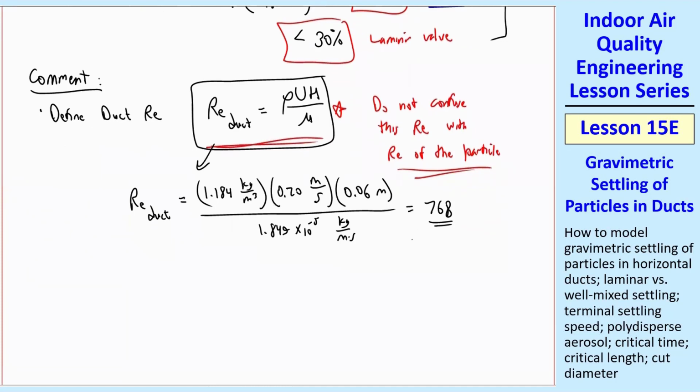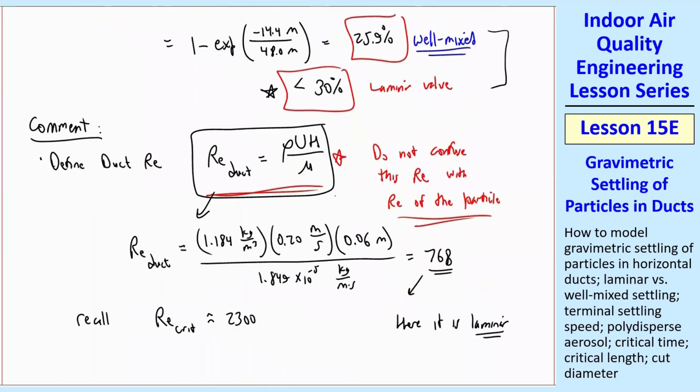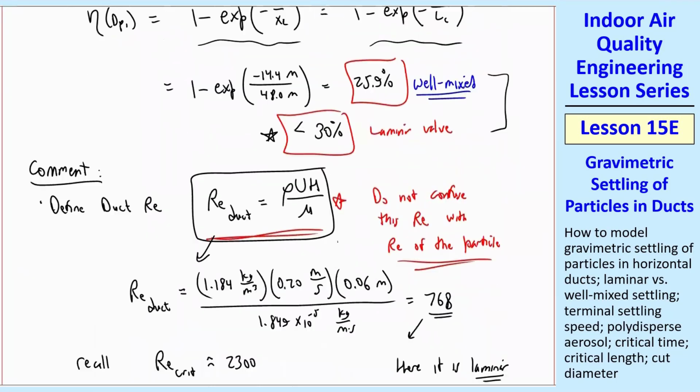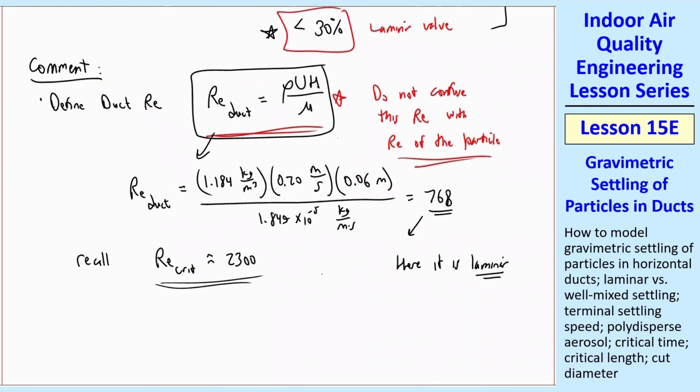Why do I calculate that? Well, you recall from your fluids class that for ducts and pipes, remember that number 2300. If the Reynolds number is greater than about 2300, it's considered turbulent. If it's less than that, it's usually laminar. So here it is laminar. So our 30% value is probably more close to real life than the well-mixed case of 25.9. So that's how you figure out whether it even has a chance of being well-mixed, whether it remains laminar.